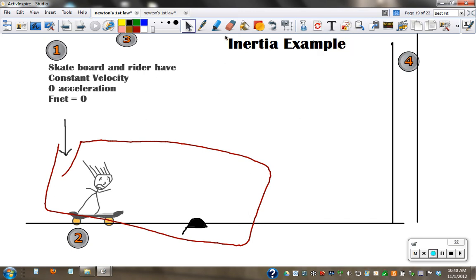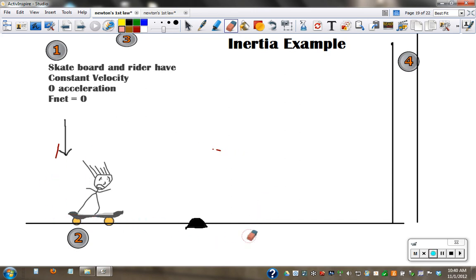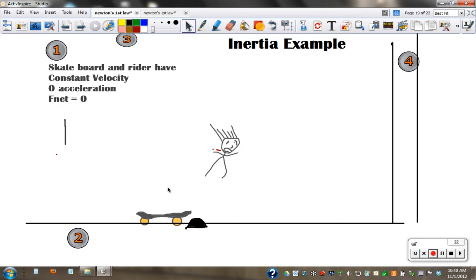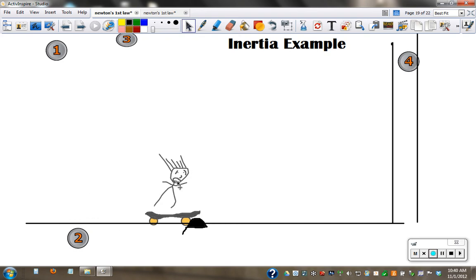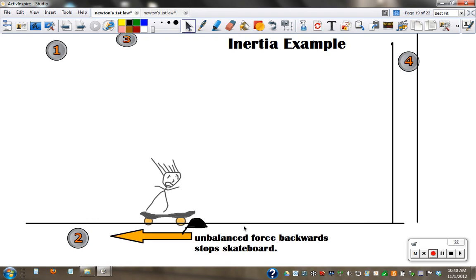Here's part two. Cruising, cruising, cruising. Uh-oh, my guy's stuck. So part two is right here. Unbalanced force backwards stops skateboard only. Mass of rider. That's supposed to be rider. Feels no unbalanced force.